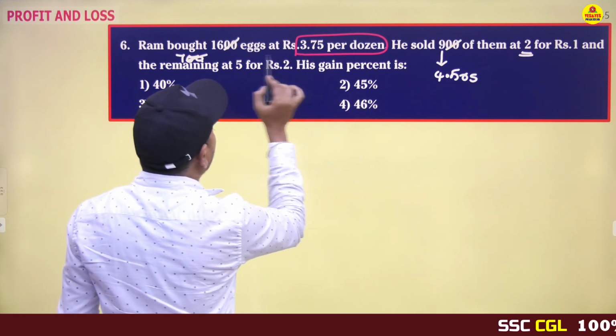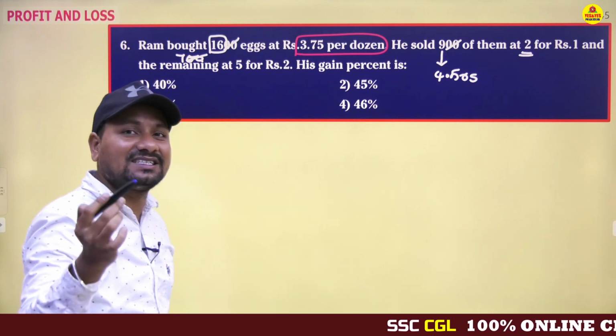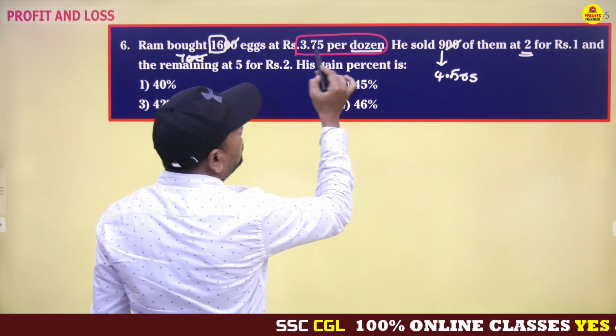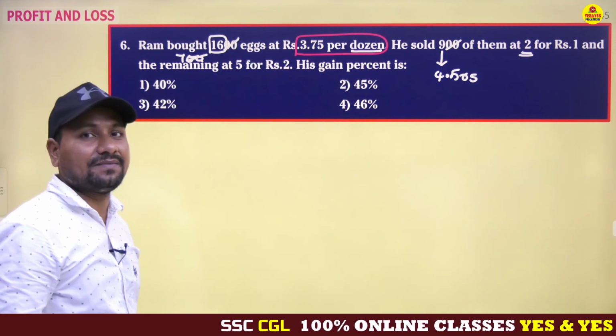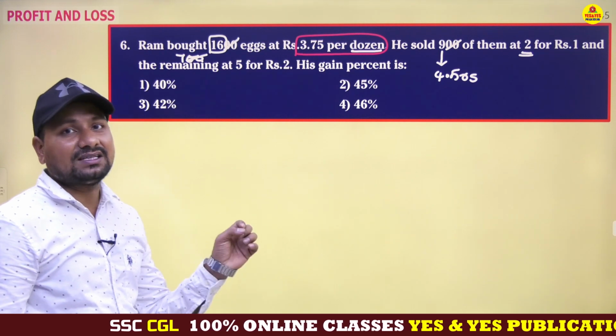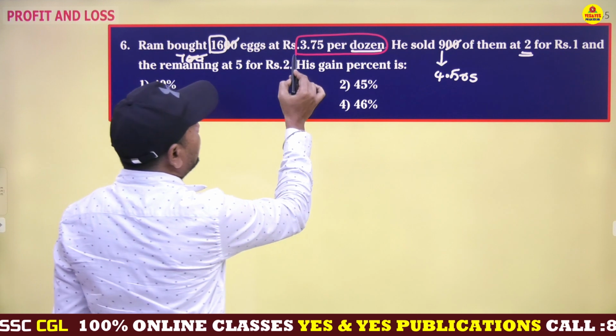Now 3.75, you have 16x. How many x? 16x only, not 1600, just consider it as 16x. In 16x, each dozen, 12x, is 3.75. Okay, 12x is 3.75. So how much is 16x?